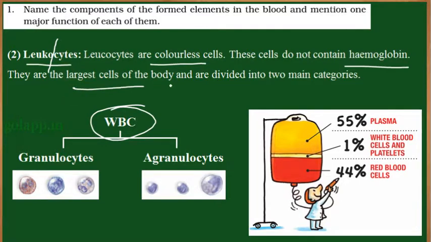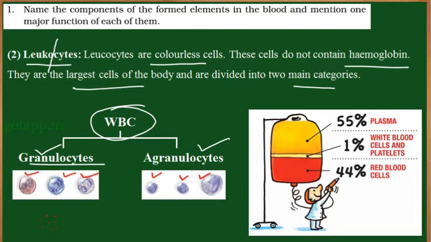They are the largest cells of the body and are divided into two main categories. So generally, WBC is divided into two main categories based on the cytoplasm. Now here, if you see these three cells, the cytoplasm contains dot-like structures within it. If the cells have granules in the cytoplasm, they are called granulocytes. Here if you observe, the cells do not contain any granules in them. The cytoplasm is clear. So they are called agranulocytes.